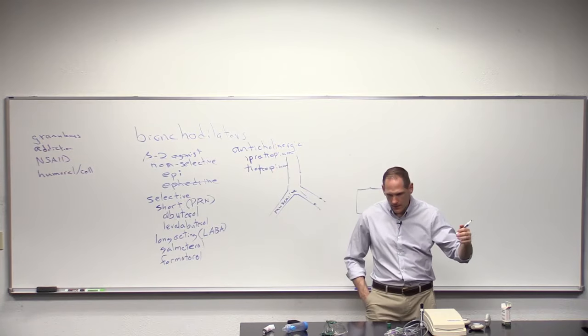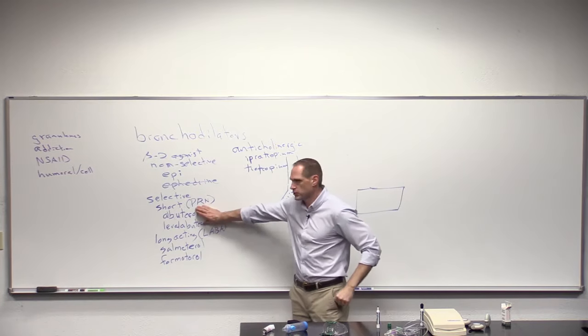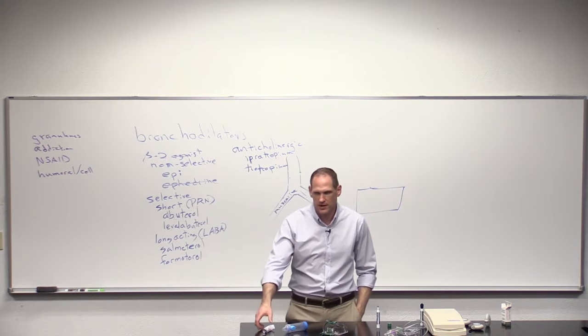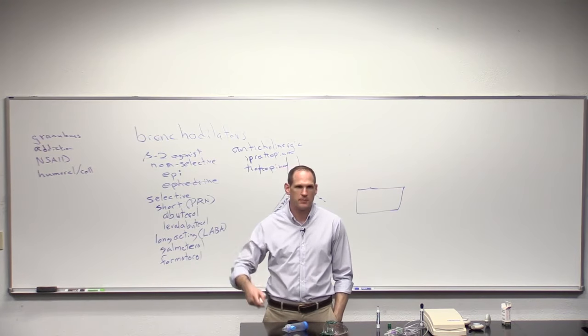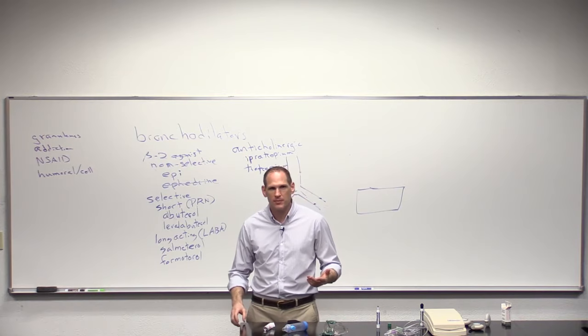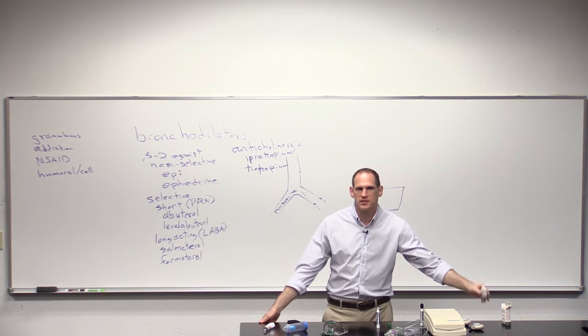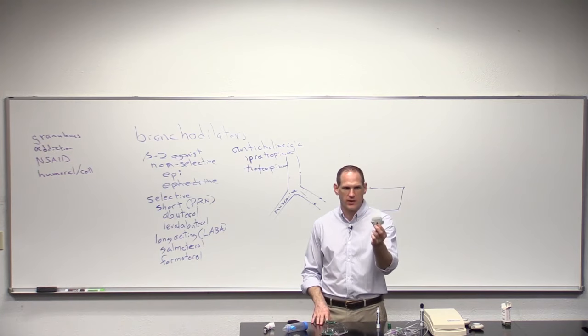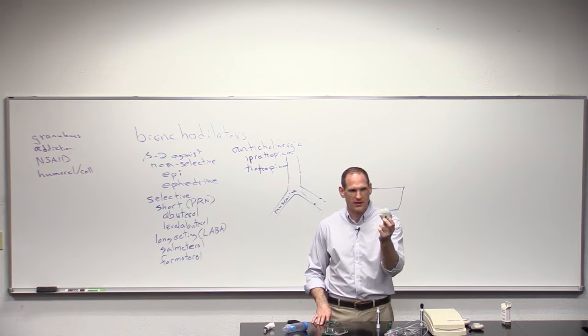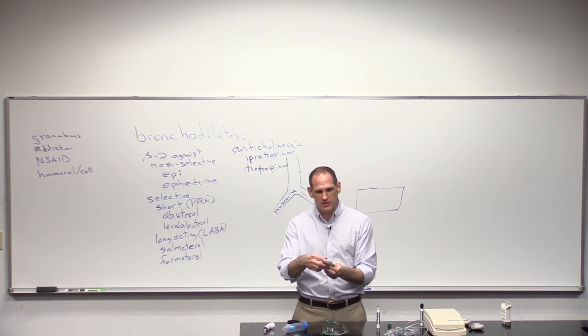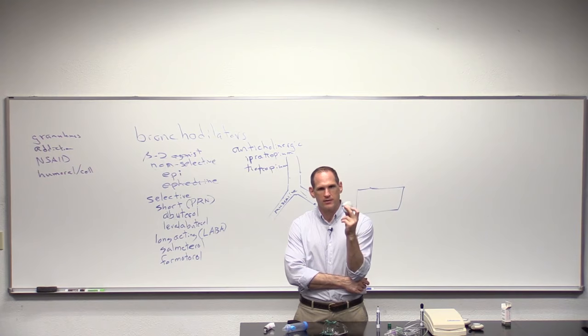Oh, so albuterol lasts about 4 to 6 hours, and so does ipratropium. Tiotropium lasts much, much longer. And the reason I'm telling you its name is because it's what comes in this particular device right here. So in the dry powder inhaler, the HandiHaler, this is what you get, tiotropium. The brand name is called Spiriva.